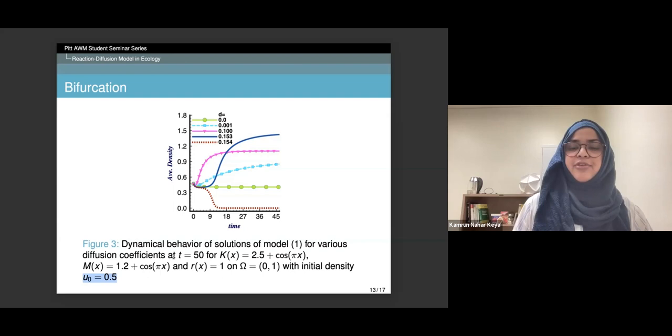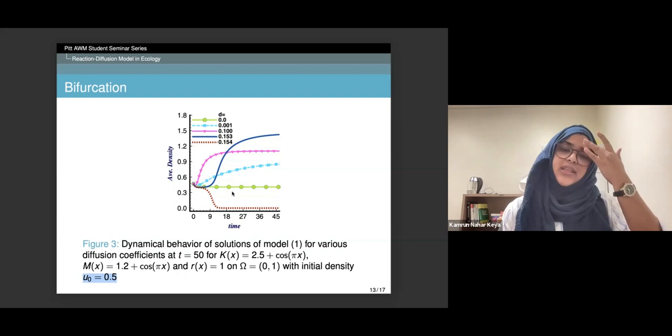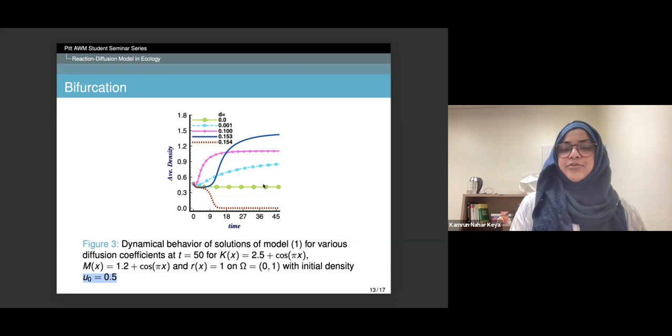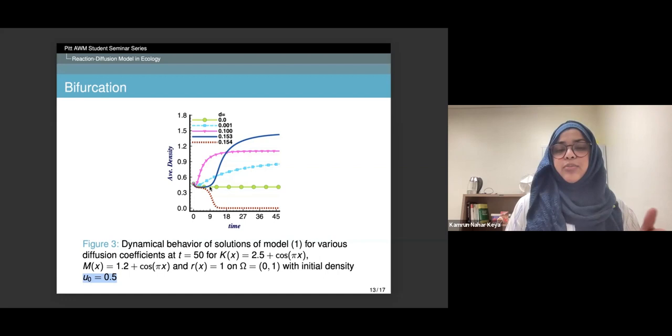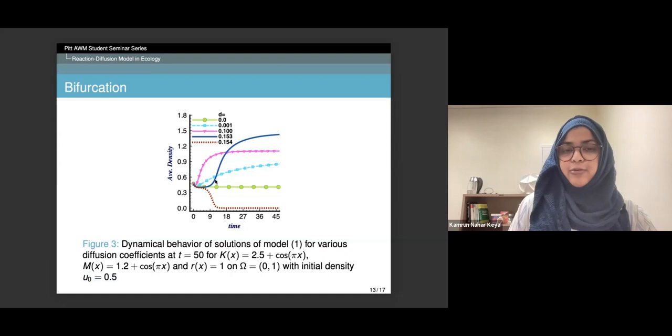And we choose several D to see if a solution exists or not. When there is no diffusion, it's this green line. I already showed that when there is no diffusion, the system acts like an ordinary differential equation, so the solution converges to a fixed point really quickly. But when we increase the D parameter a little bit, it does not converge really quickly, but slowly to another equilibrium point.